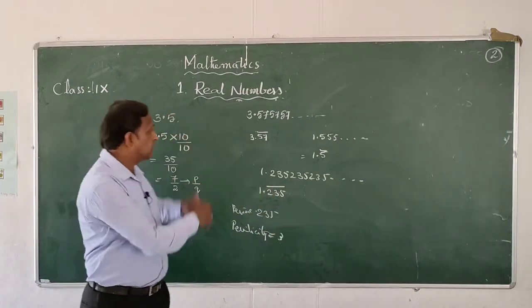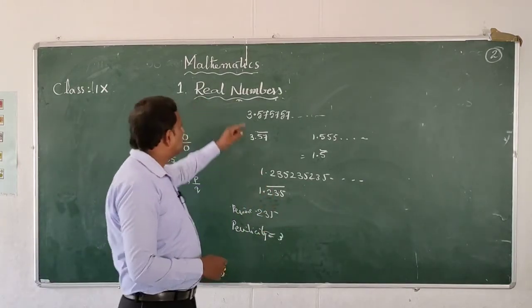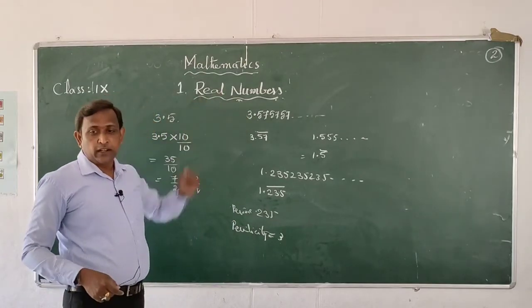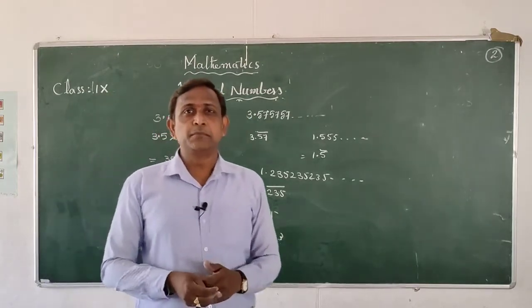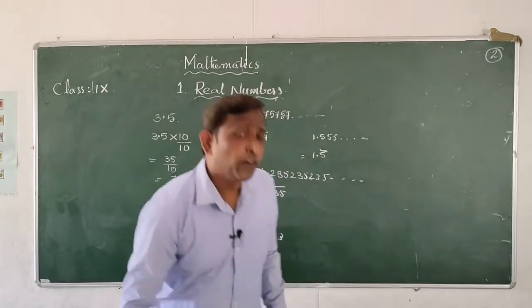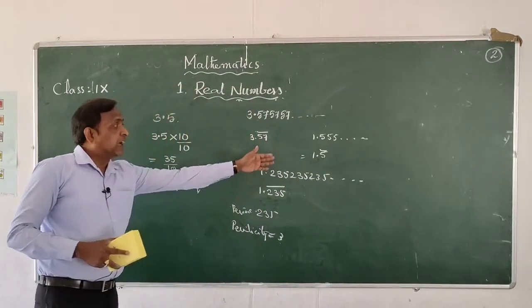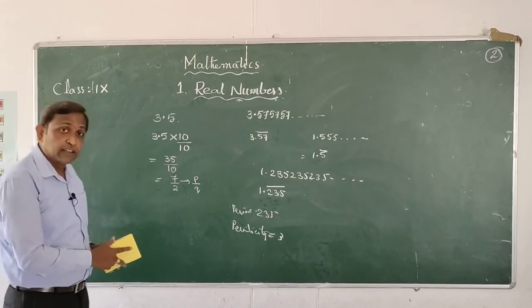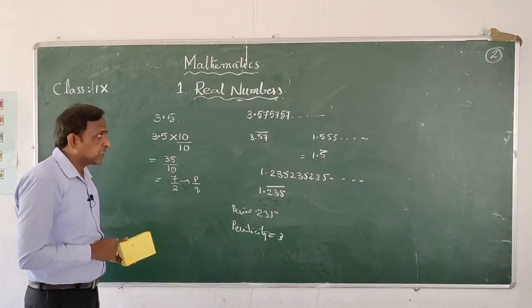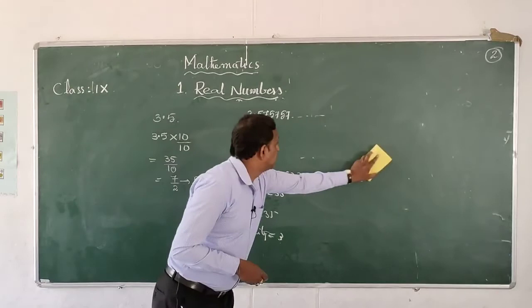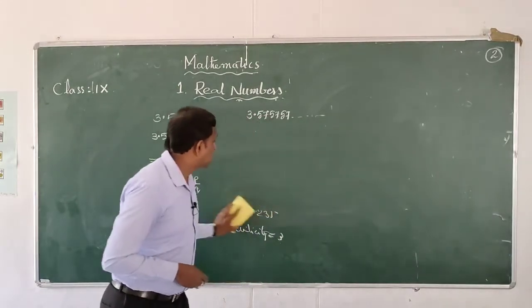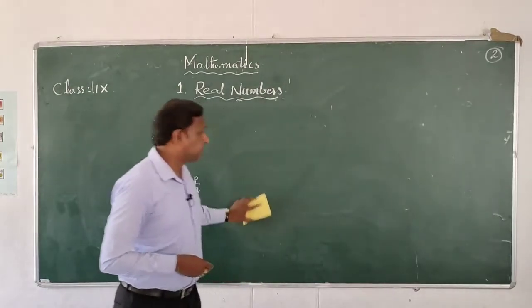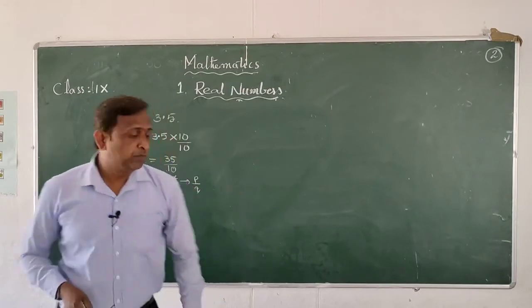So this we can say now. Why did we learn these points here? Actually, to convert the given non-terminating repeating decimals into the form of p by q, we need the help of this period and also the periodicity. Especially periodicity is very important. Okay, now I will tell you how to convert a non-terminating repeating decimal into the form of p by q.